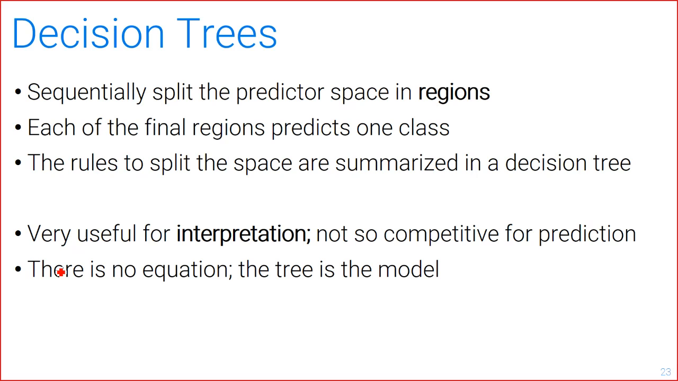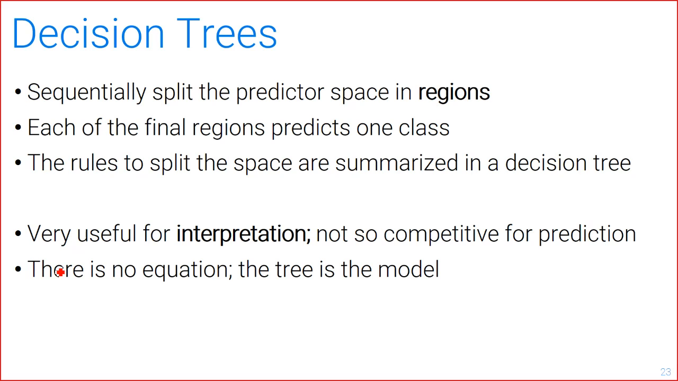So the idea of a decision tree is that we are going to sequentially split the feature space into different regions. We want to take all the features in however many dimensions we have and split that space into different regions. And if we keep doing that, we're going to reach a point in which each of the final, smallest regions is going to predict a single class. And the rules to split the space are summarized in a decision tree.